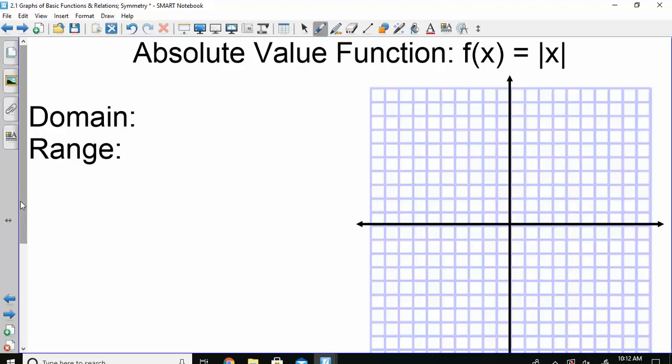Last one of these I want to talk about. Absolute value. What does absolute value do? So if you put in 0, the absolute value of 0 is? If you put in 1, 2, 3, negative 1, negative 2, negative 3, this is just a V.